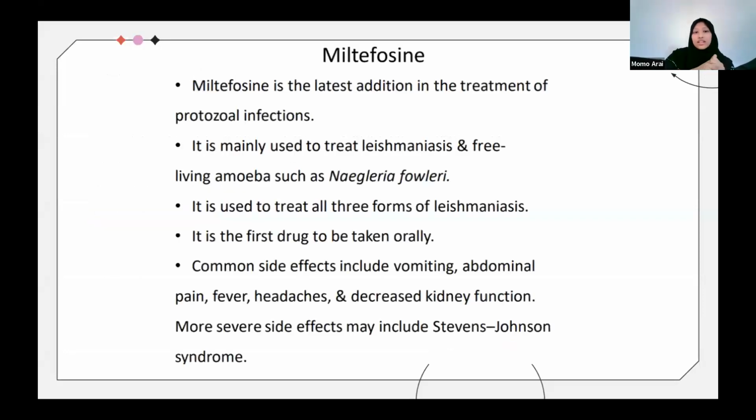Yeah, here. So this is a picture from your slide, and it's mainly used to treat leishmaniasis and free-living amoeba such as Naegleria fowleri, and it's the first drug to be taken orally. All of the ones before can be taken orally, but since they're not relevant to leishmaniasis, this is the most correct answer. Is that clear for everyone?